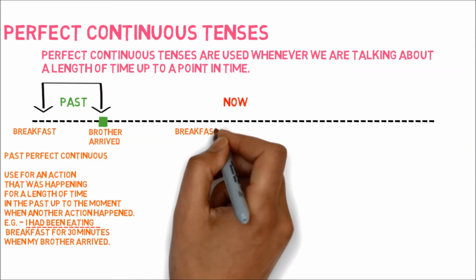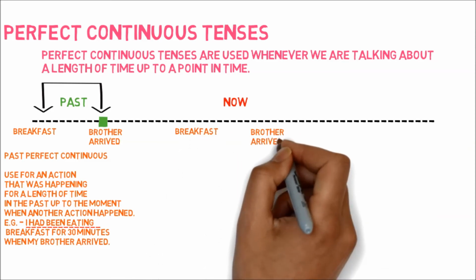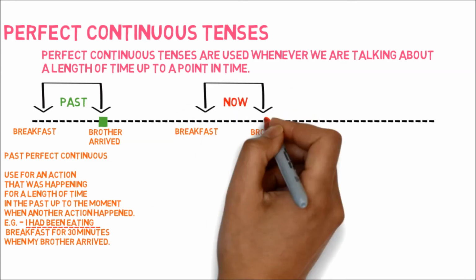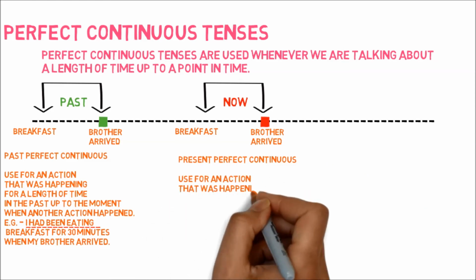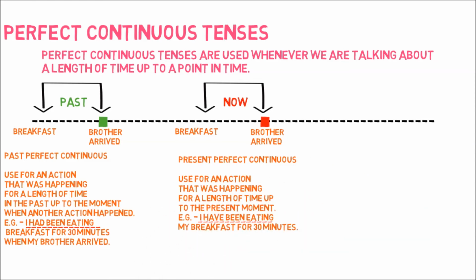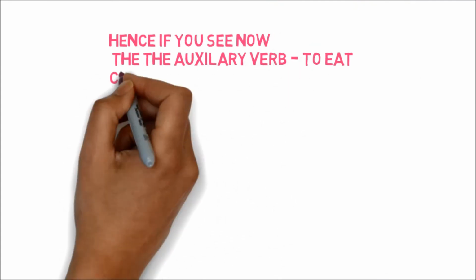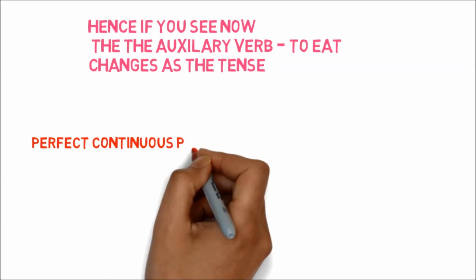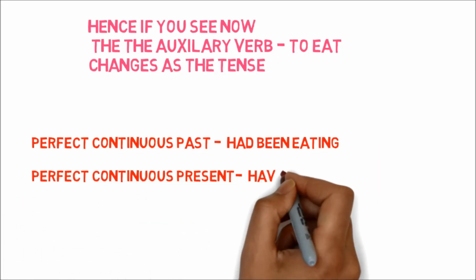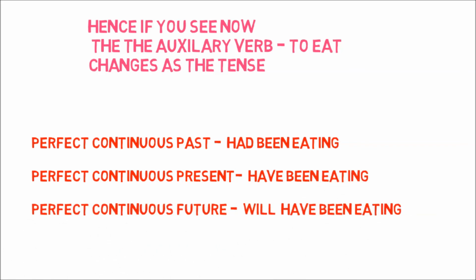In the present, in the same format, let's see how it looks here. Present perfect continuous. Example, I have been eating my breakfast for 30 minutes. And the future with the similar conditions, it looks something like this. Future perfect continuous. Example, I will have been eating my breakfast. Hence, if you see now, the verb to be changes as the tense. Perfect continuous past, had been eating. Perfect continuous present, have been eating. Perfect continuous future, will have been eating.